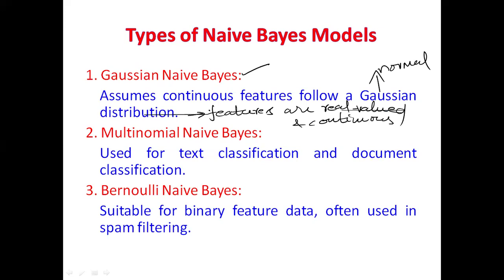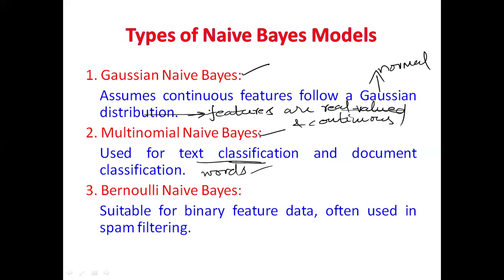Next one is the multinomial naive Bayes. This model is suitable for text classification tasks where features represent word frequencies or counts. It models the occurrence of words in text, in documents.